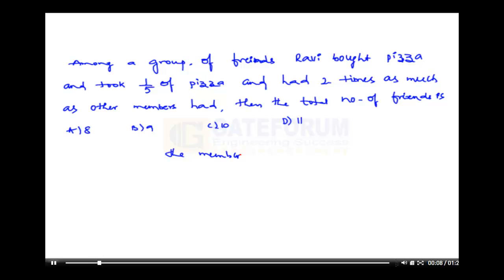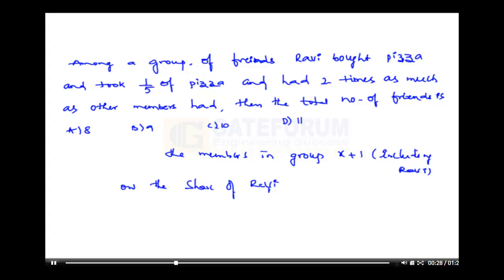The members in the group is X plus 1, that is including Ravi. We are taking this. Now the share of Ravi will be 1 by 5. So others will share 4 by 5x. But already given that Ravi is having 2 times as much as others.